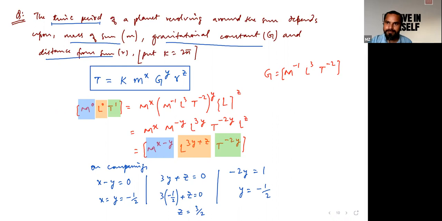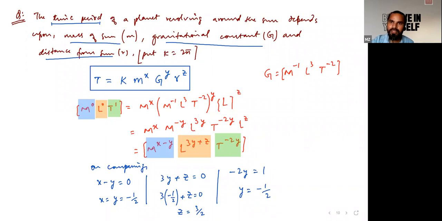Aaron, is it clear? Yes. Okay, so on this basis, I have just solved y is equal to minus 1 by 2. Put the value of y in the second equation, it will be minus 3 by 2. If you bring this term to the other side, it will become plus 3 by 2.